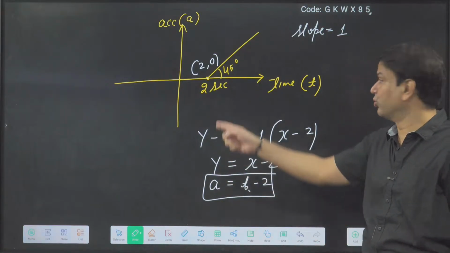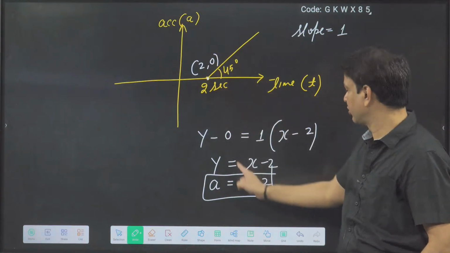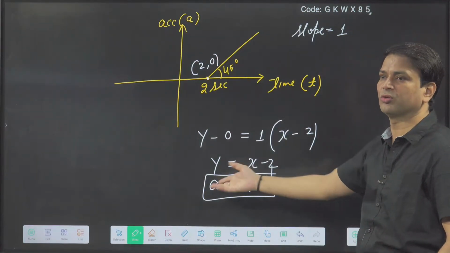Okay. At t is equal to 2 seconds, what is the acceleration? 0. You can put t is equal to 2 here. 2 minus 2, what did you get? 0.